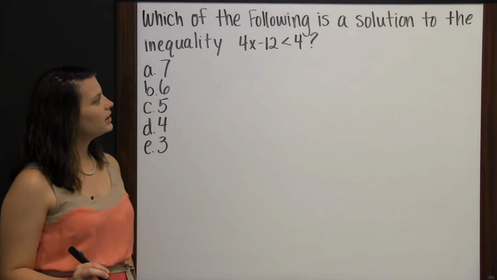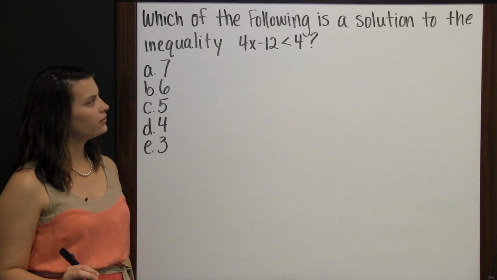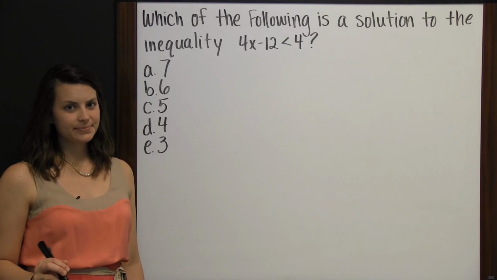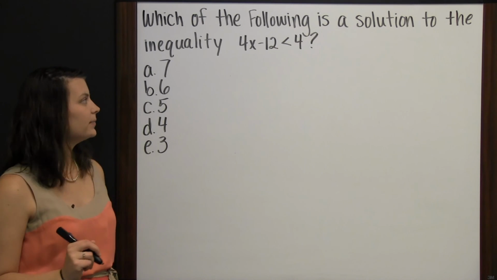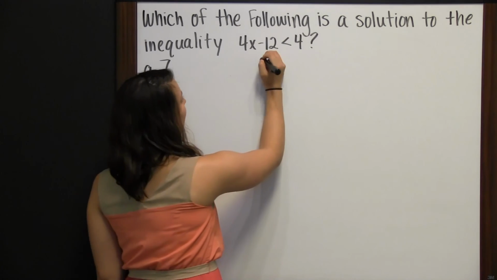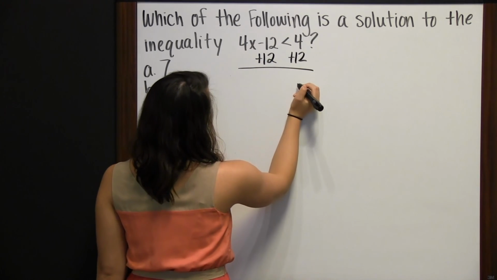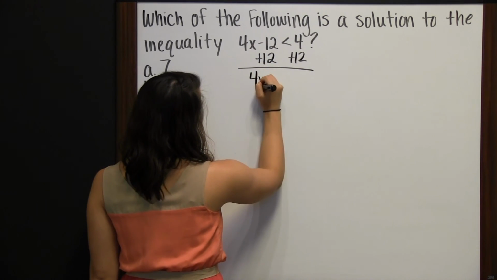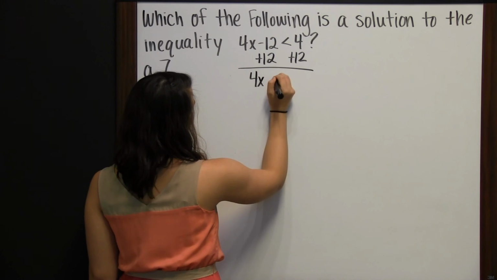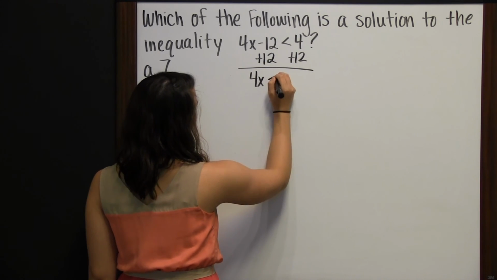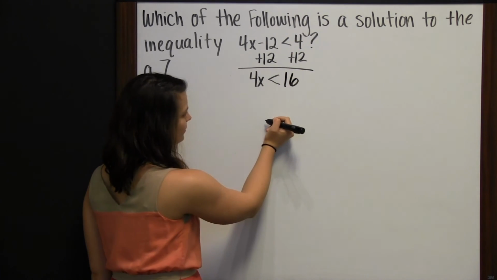Which of the following is a solution to the inequality 4x minus 12 is less than 4? First, we should solve for x in this inequality. So we're going to add 12 to both sides. Bring down our 4x. Minus 12 plus 12 is 0, so that cancels. Bring down our less than sign. And 4 plus 12 is 16.